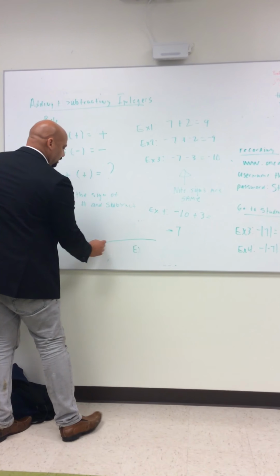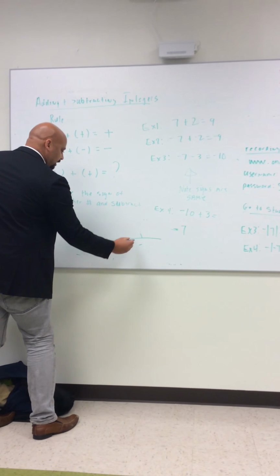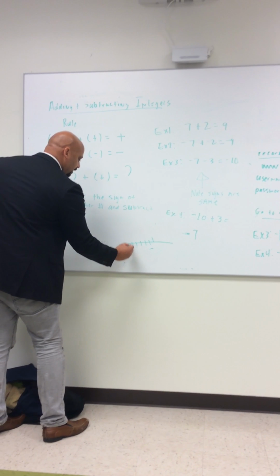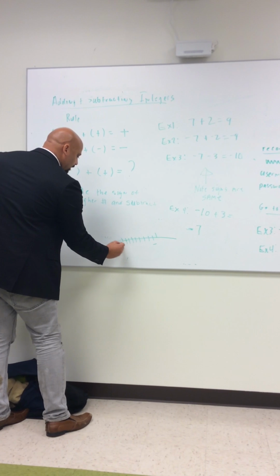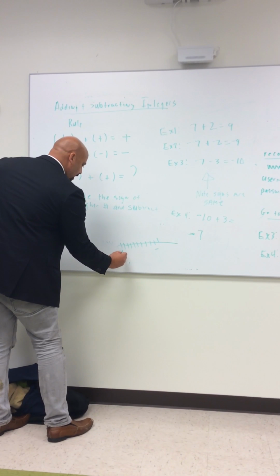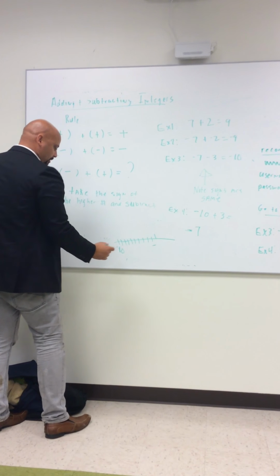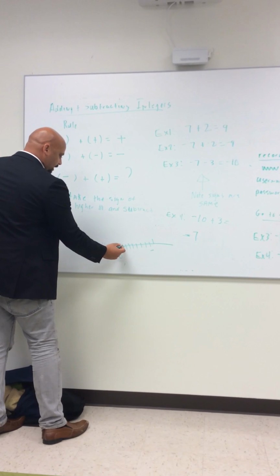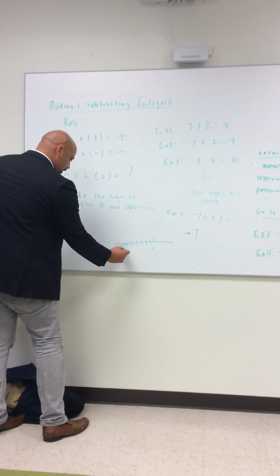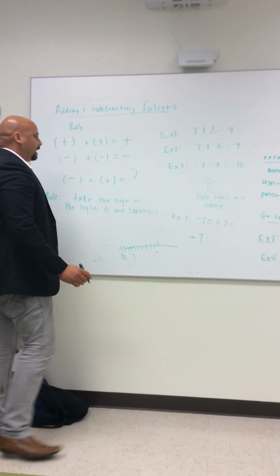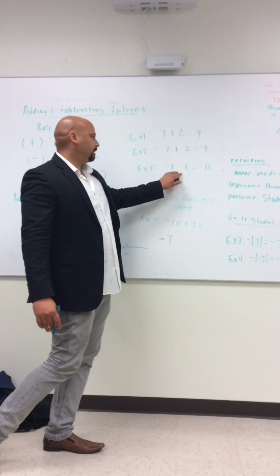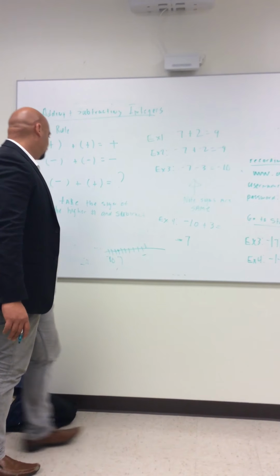If you want to use the number line, you find that place, negative 10. 1, 2, 3, 4, 5, 6, 7, 8, 9, 10. Negative 10. And you go positive 3 over, because positive are always on the right side. Remember the number line. 9, 8, 7. And the answer is still negative 7. And example 3, a negative 7 minus 3 makes a more negative number, negative 10.